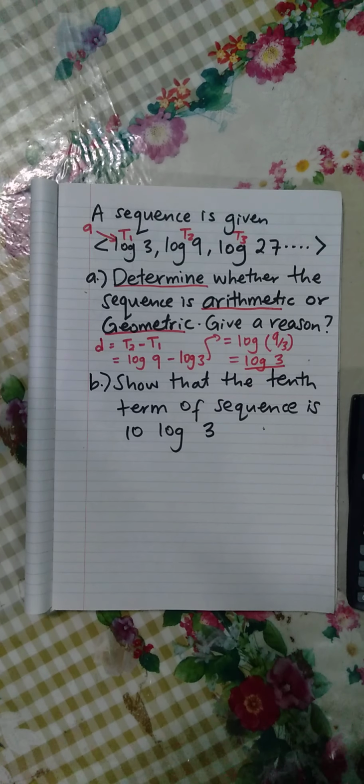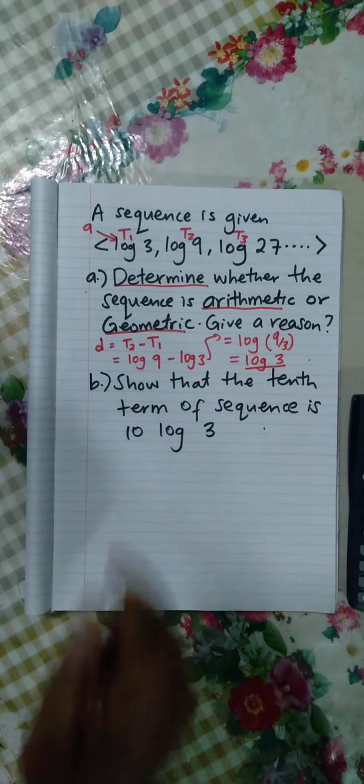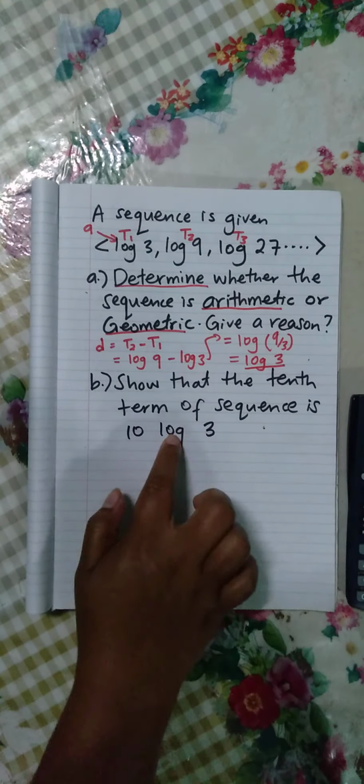Okay, so that will be our answer for part A. For part B, that means this is an arithmetic sequence. That means we'll be using the arithmetic sequence formulas to calculate whatever comes after that, whatever the question is asking. Show that the 10th term of the sequence is 10 log 3.